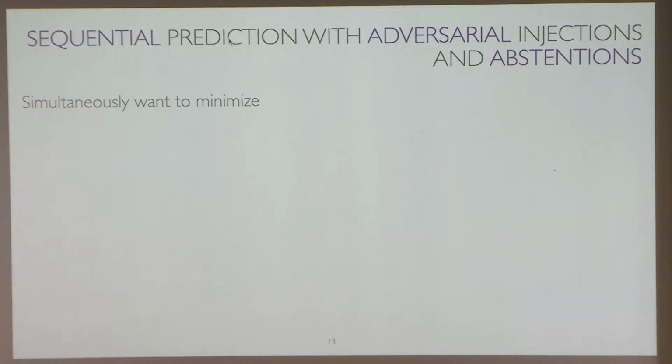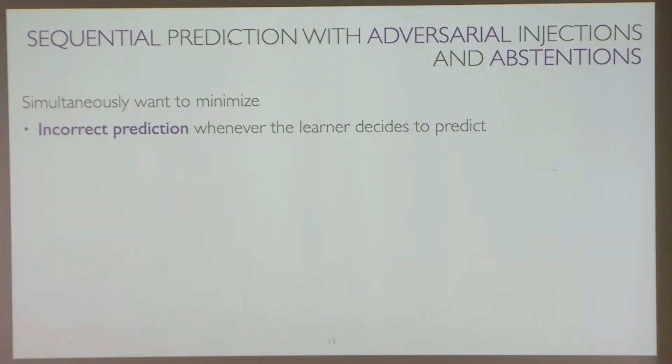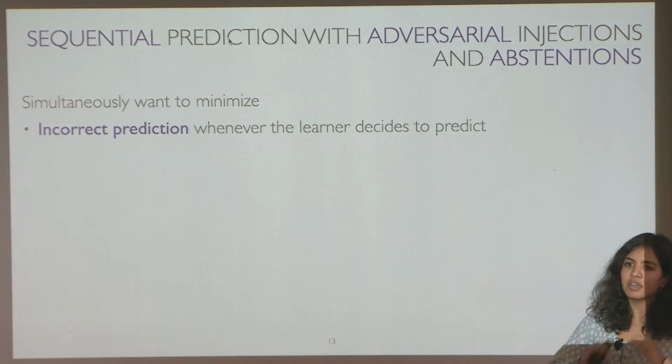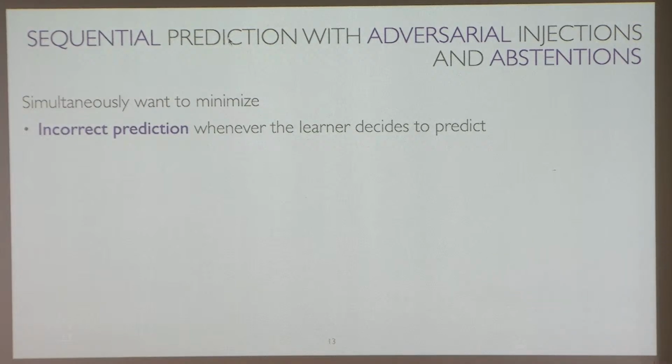Okay, so what are we going to try to optimize? We're going to change our goal. We're not going to expect it to predict everything correctly, because if it was doing that, then we would have the same guarantees as the fully worst-case setup. So what we're going to try to do is two things. We would try to make sure that we minimize incorrect predictions, so that whenever the learner does decide to predict, it should have low error. Okay? So this is going to be incorrect predictions. That's just part of the regret.